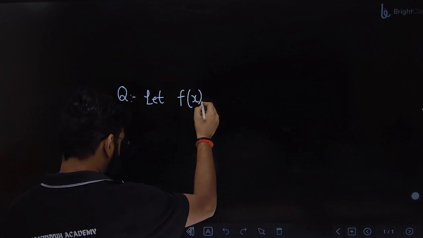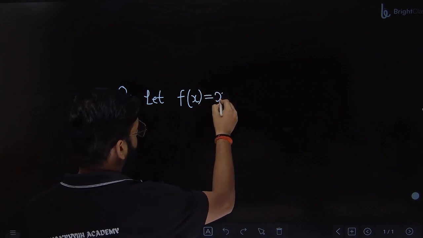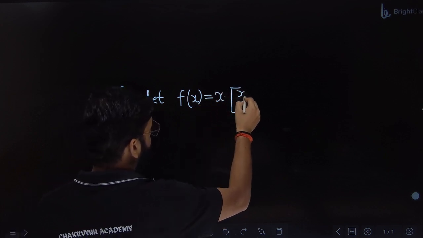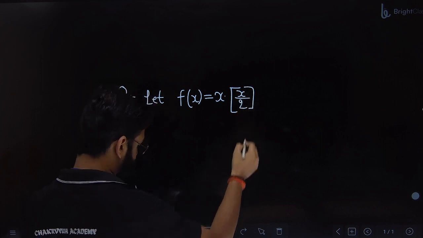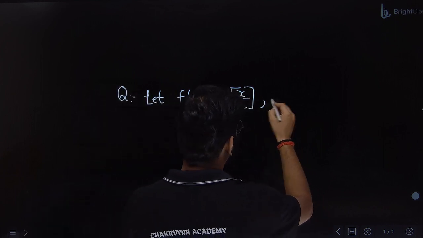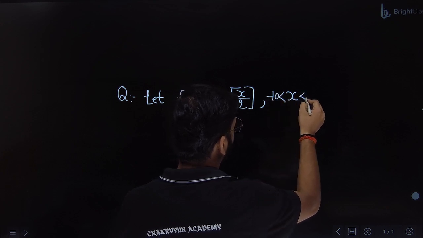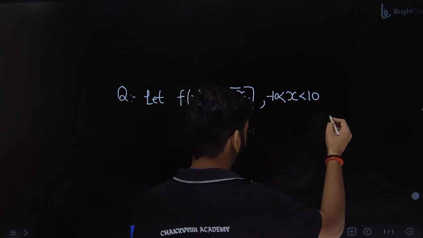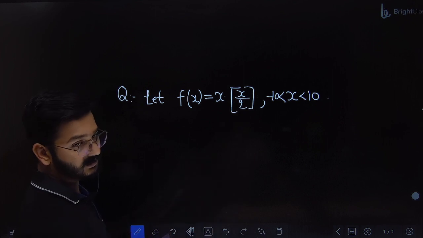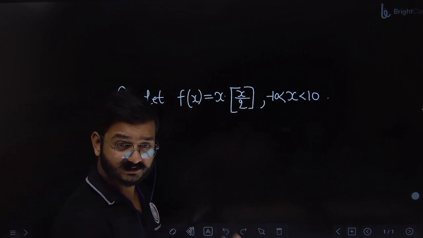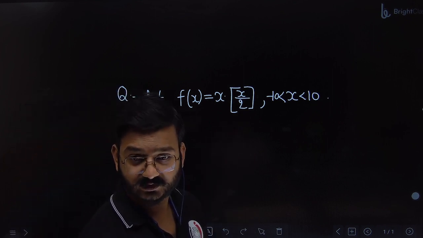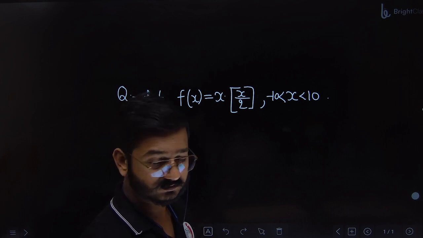But these are not NCERT level questions. So let f of x equal x into greatest integer of x by 2, where x is between -10 to +10. So what is the meaning of the square bracket? Greatest integer function. Sometimes they mention, sometimes they don't. You need to assume it is greatest integer function.